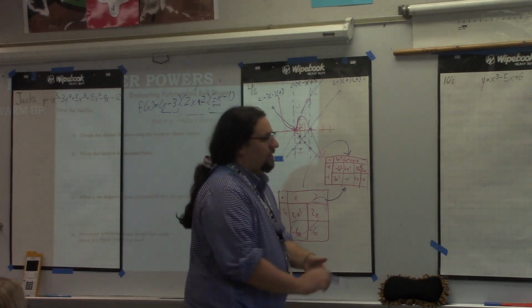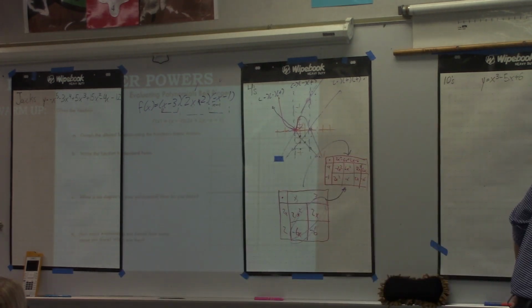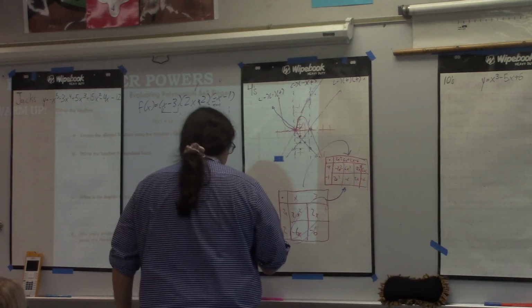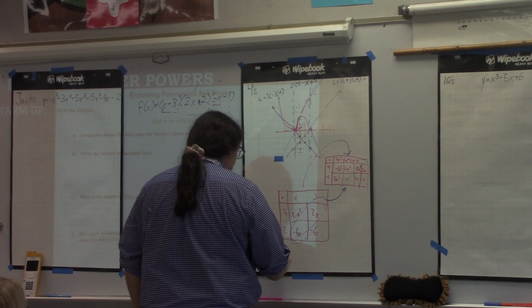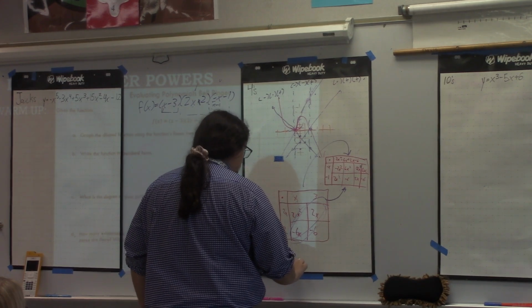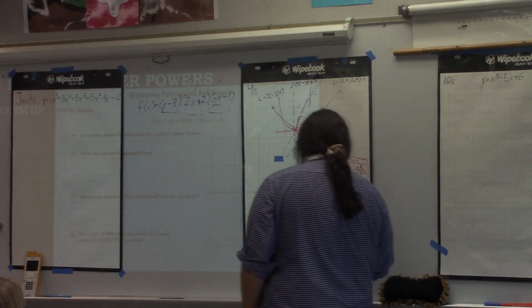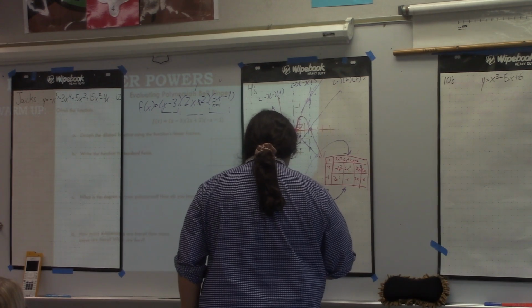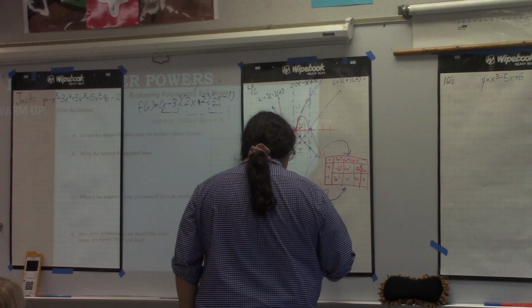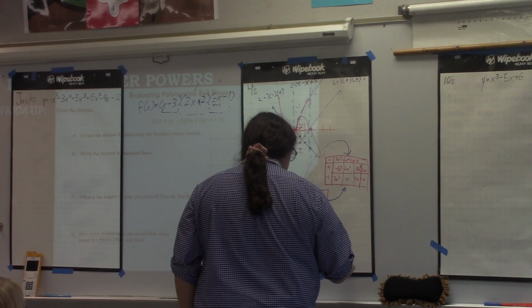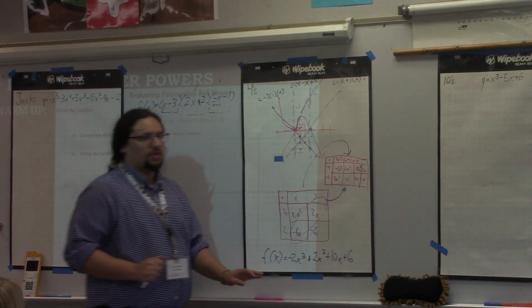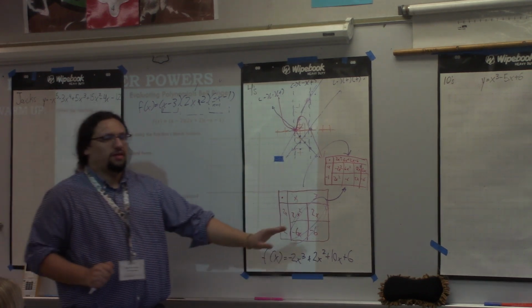But I like what a lot of the groups had when they ended up combining those like terms. We ended up getting negative 2x cubed, plus 2x squared, plus 10x, plus 6. Does anyone have any questions on finding that standard form?